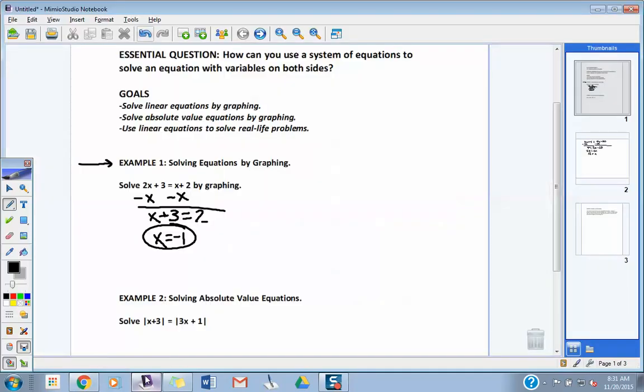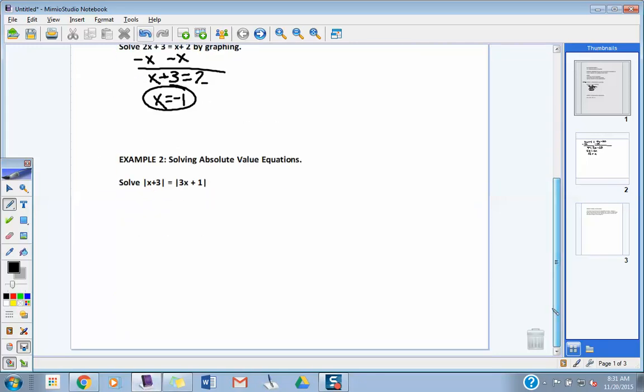All right. Let's try the second one in. Now the second one here is going to start involving absolute value. Okay? Absolute value. Is that door locked? Okay.